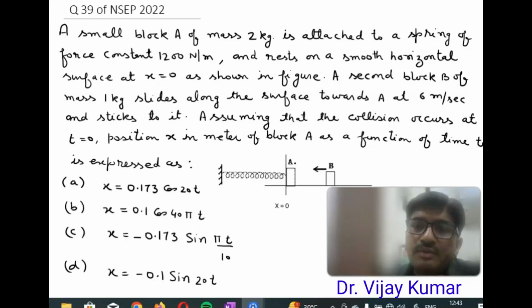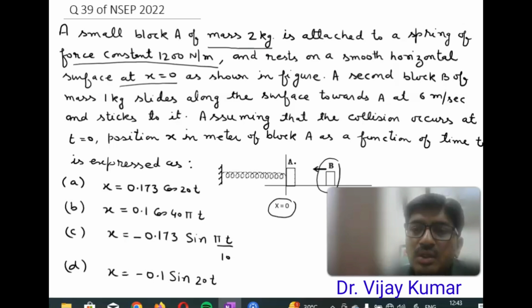In this video, we will solve question number 39 of NSEP 2022, and the question is: a small block A of mass 2 kg is attached to a spring of force constant 1200 Newton per meter and rests on a smooth horizontal surface at x equal to 0. This is the position of x equal to 0 as shown in the figure. A second block B, this is the second block, of mass 1 kg slides along the surface towards A.